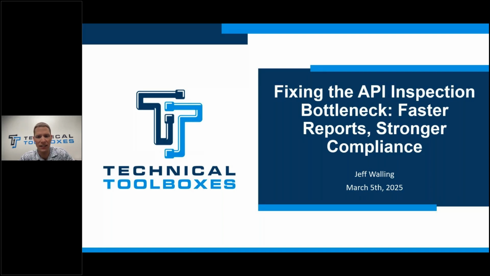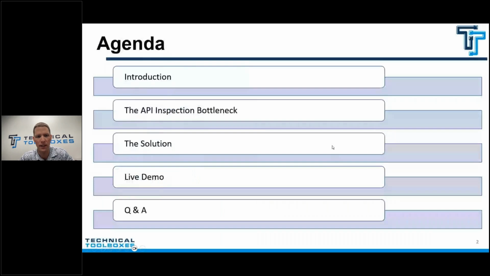So with that, maybe we could move slides over to our agenda. What we're looking at today, we're going to break down an API inspection, how it typically happens, where the bottlenecks in the process are, and where we think things can be improved.